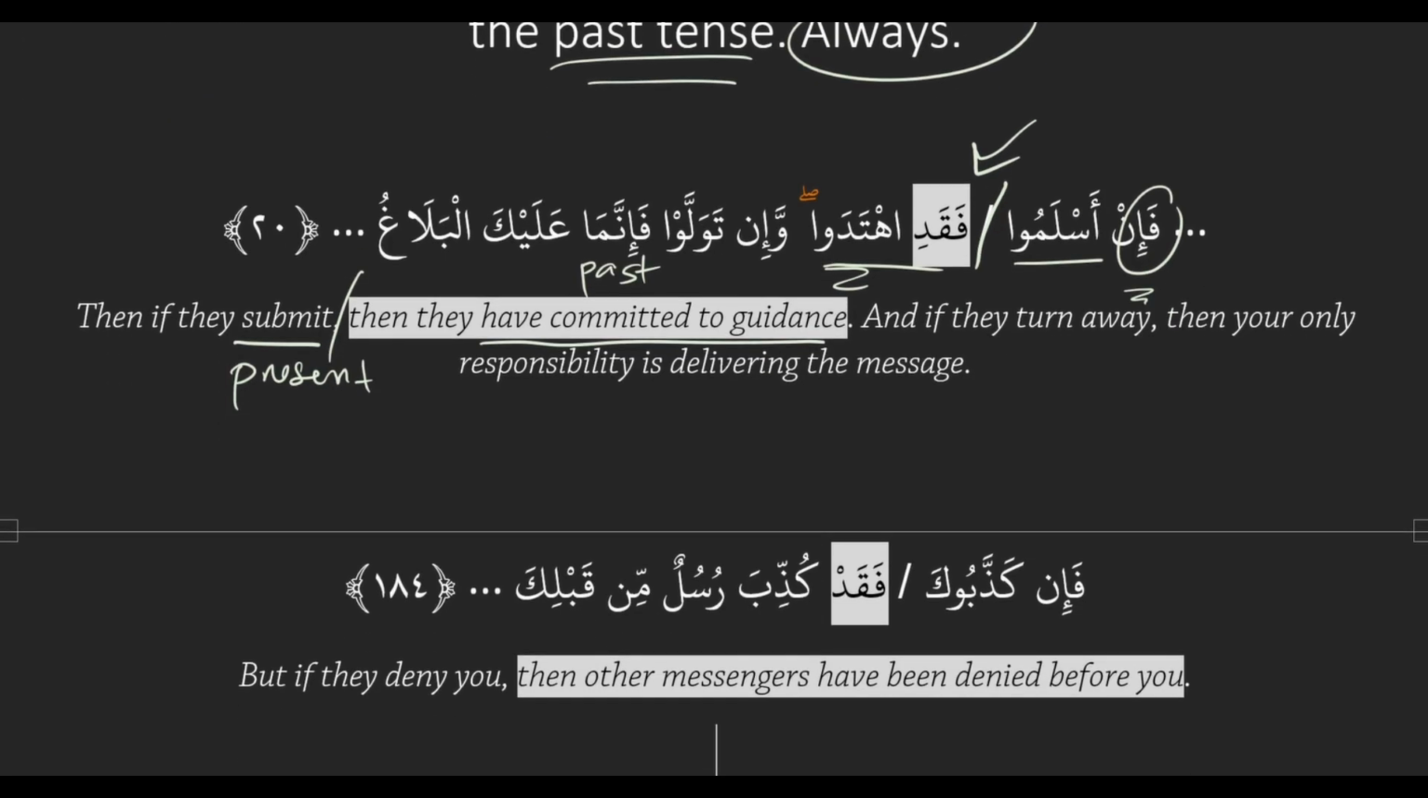One more example. فَإِنْ كَذَّبُوكَ فَقَدْ كُذِّبَتْ رُسُلٌ مِّن قَبْلِكَ. Another conditional sentence starting with in. كَذَّبُوكَ is our condition, and then فَقَدْ starts our consequence. And how are we translating it? If they deny you, because in will translate as present tense, then other messengers have been denied before you.